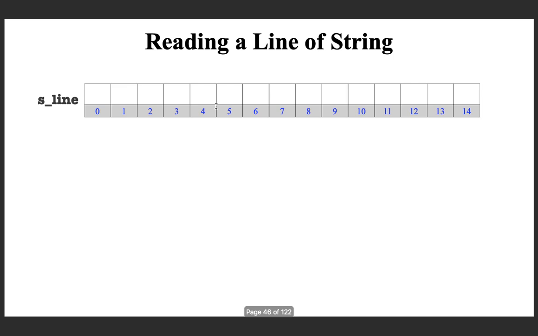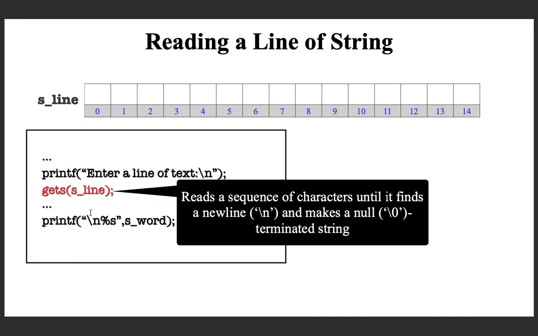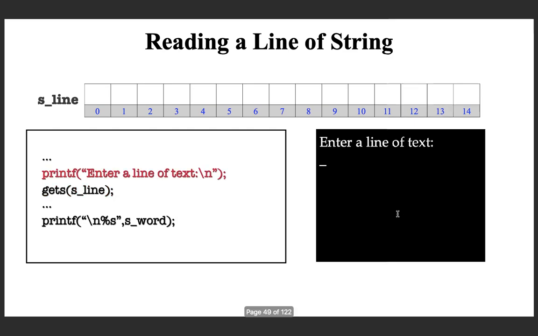Now you can see how you can read a line of text. Suppose you have an array like this of size 15, and here is the code, and here I am introducing a new library function gets, which is an input function to read a sequence of characters until it finds the new line character. So it reads the line. You can type in, and whatever you type in before you press the enter, all those characters will be stored in the array. And it will also put a \0.